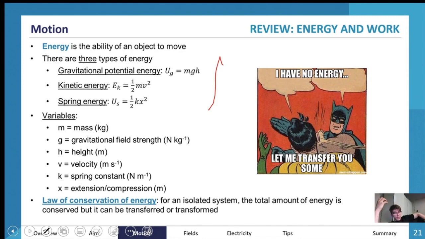And what does that mean? What does it mean for energy to be transformed from one form to another form? Well, for energy to be transformed from one form into another, it must gain. In order for it to gain something, it must lose something else.